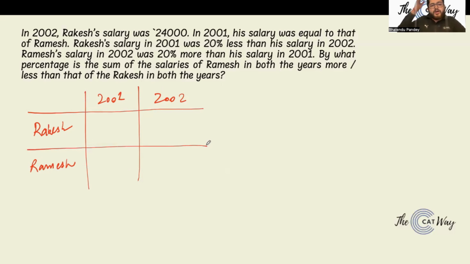Okay. So it has been given that in 2002 Rakesh's salary is 24,000, right? Now in 2001, Rakesh's salary, it has been given, was 20% less than his salary in 2002, right? So in 2001, how do you calculate?